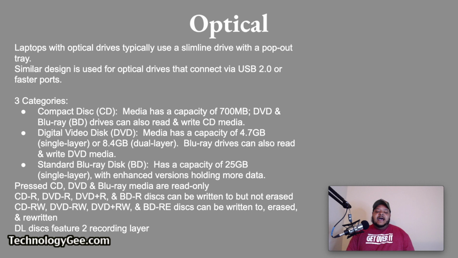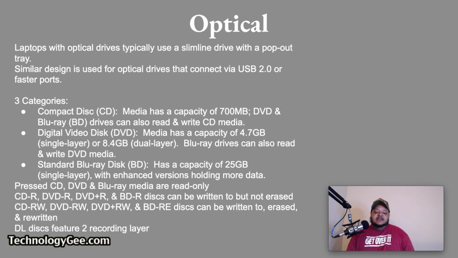All right, moving on. Laptops with optical drives typically use a slimline drive with a pop-out tray. A similar design is used for optical drives that connect via USB 2.0 or faster ports. Media for optical drives can be divided into 3 categories. You have compact discs, also known as CDs. The media has a capacity of 700 megabytes. DVD and Blu-ray drives can also read and write CD media.